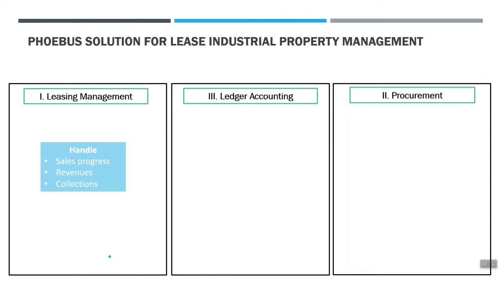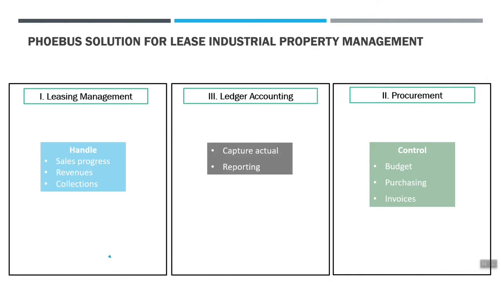The leasing management module will help you handle your sales progress, your revenue, and your collection. While the procurement module will help you control your budget, your purchasing, your job costing, and payments. And finally, the ledger accounting module will capture all your actuals and provide you reports to submit to the local government. The three modules are connected to minimize your manual typing and provide you management reports which combine many data sources in the same view.